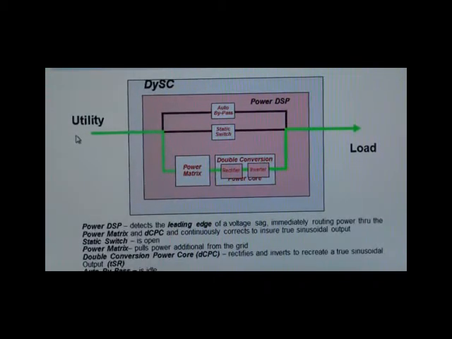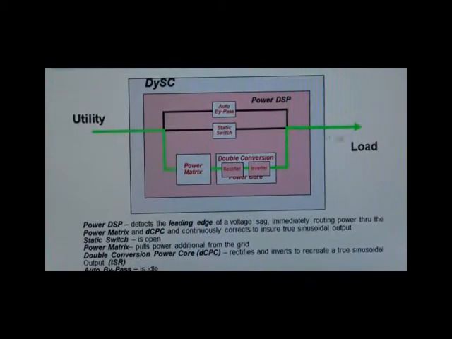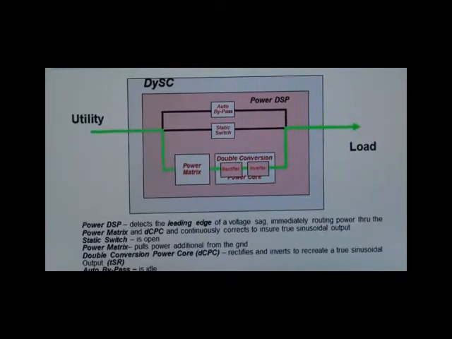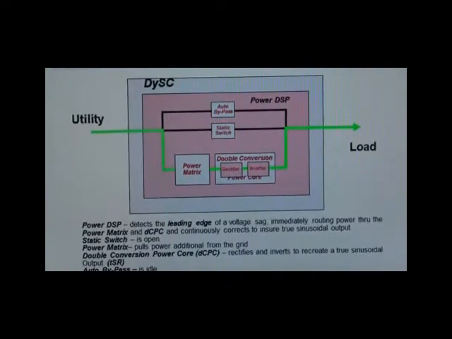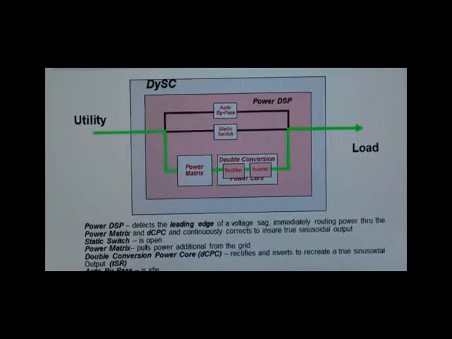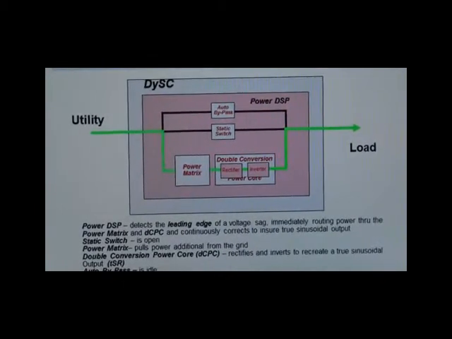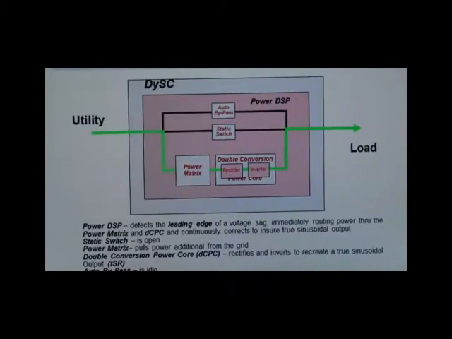So the flow of power now goes from the utility through our power matrix, our double conversion power core, and back to the load. We have a double conversion power core, so we're actually going from AC to DC and back to AC again, and recreating exactly the sine wave that had been present prior to the voltage sag. For the most part, we do this by stealing current, and that's what the power matrix allows us to do. So if I lost phase 1 entirely, I'll simply double the current on phase 2 and prop that voltage up using that extra energy. And I can play this game stealing current to prop up voltage for up to 5 seconds, and that is the limitation of the DySC.